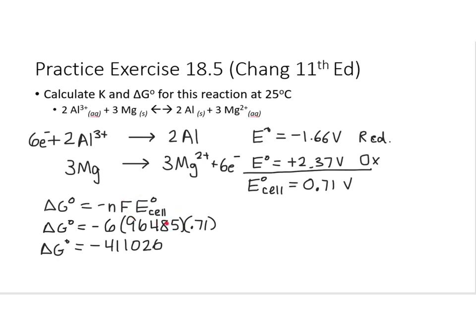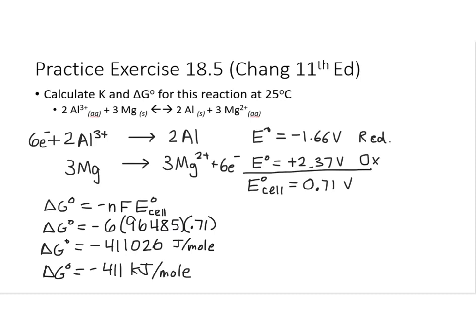Now, one other detail that often will catch people. Remember, cell potential has units of volts. Volts are joules over coulombs. So when you do this calculation, this is going to give you joules over moles. Typically, Gibbs free energies are reported as kilojoules per mole, so this would be negative 411 kilojoules per mole. So again, watch those signs.